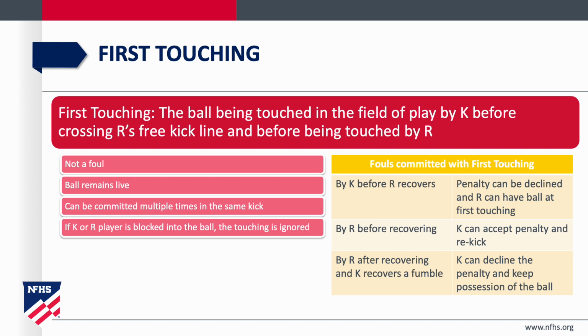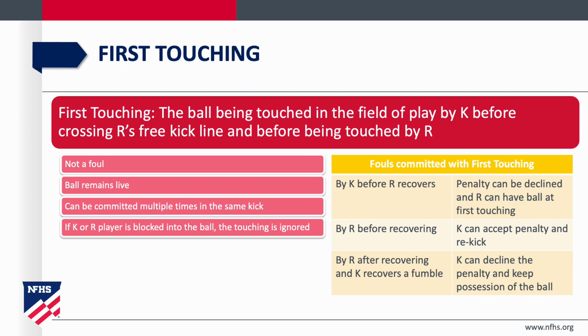When we have fouls during kicks and first touching also occurs, we have special enforcement rules we must remember. If a foul is accepted, it cancels the first touching. So here are a few situations where we need to pay special attention. If a foul is committed by K before R recovers the kick and we have first touching, Team R can come back to the spot of first touching if they decline this penalty. If R commits a foul before recovering the ball and we have first touching, K can accept the penalty and re-kick the ball.